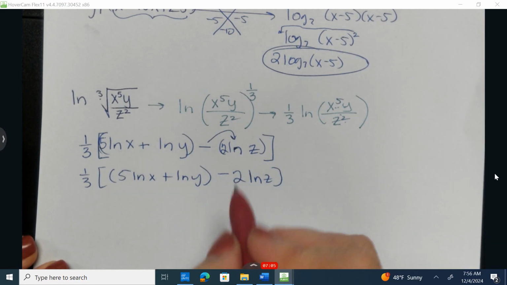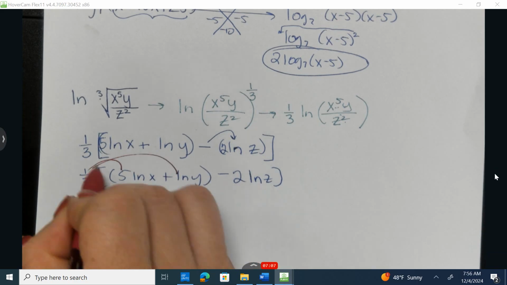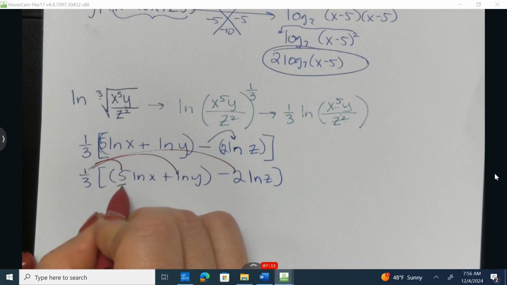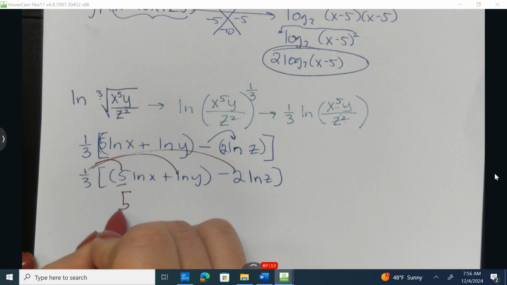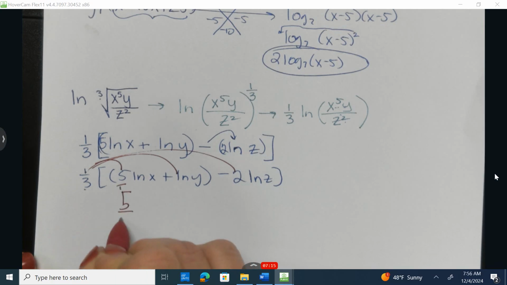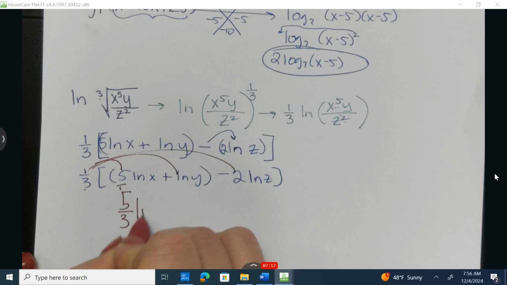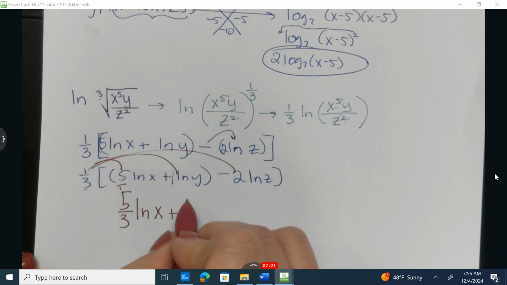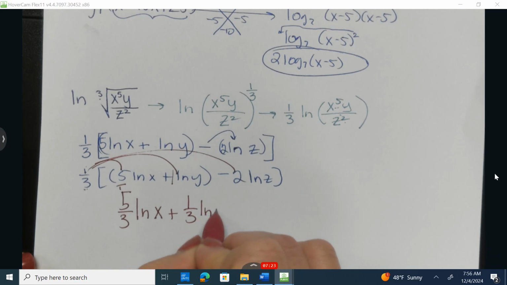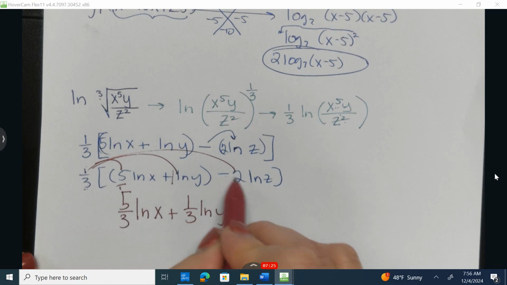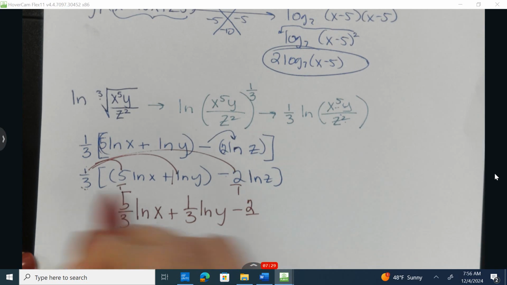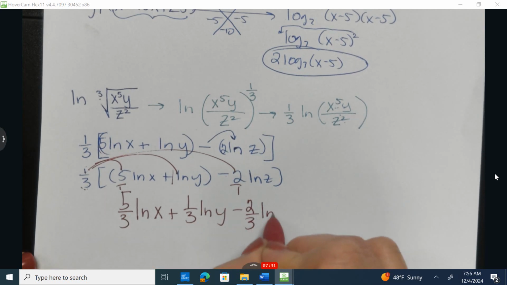And now it's time to distribute the 1/3 to all three terms. So 1 times 5 is 5. 3 times 1 is 3. So I have 5/3 ln of x plus 1/3 times 1 is 1/3 ln of y. 1/3 times negative 2. 1 times negative 2 is negative 2. 3 times 1 is 3, so negative 2/3 ln of z.